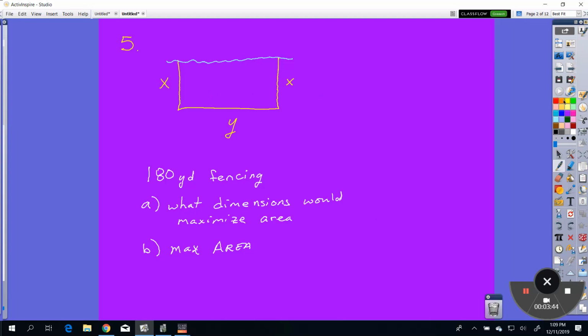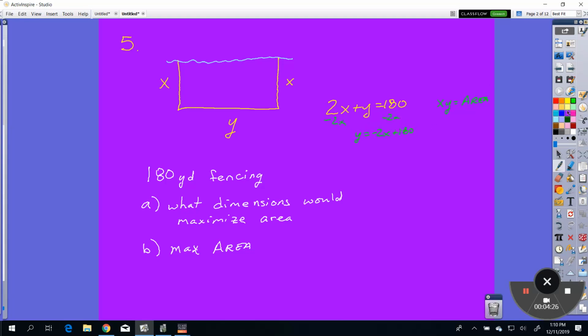Question 5. So this one's a little bit more challenging. It says you have 180 yards of fencing to cover this much area. So that's the perimeter. So I know that 2x plus y equals 180. Now the next thing is I need to figure out the area. Area is x times y because it's length times width. And we want to maximize the area. So I'm going to solve this perimeter for y. So I have y equals negative 2x plus 180.